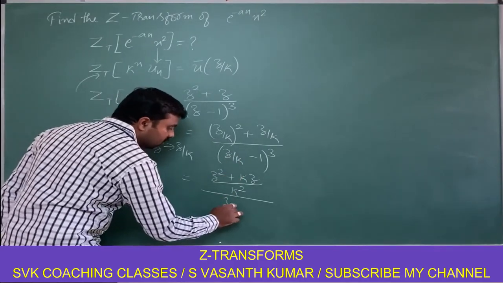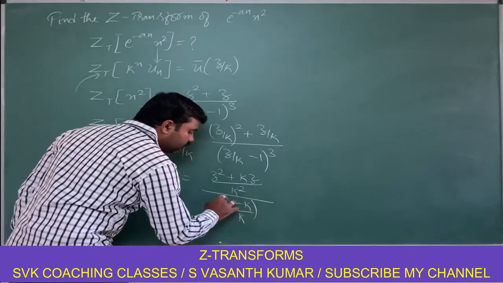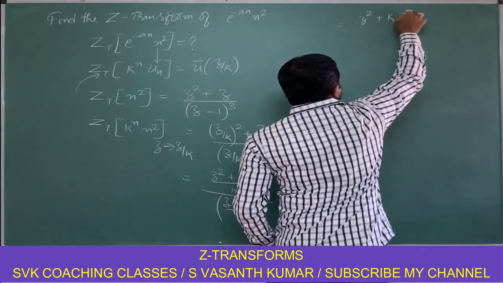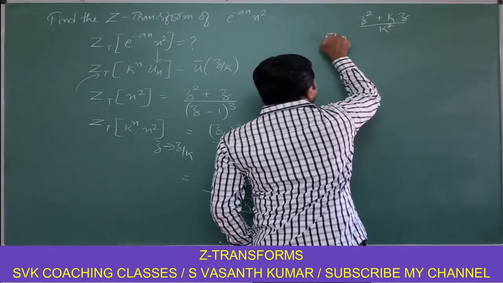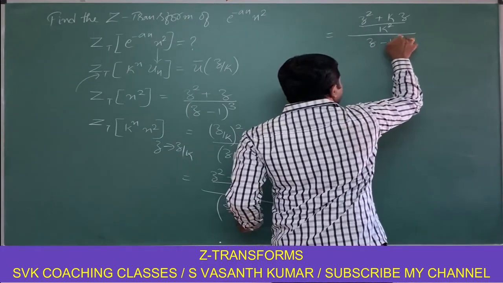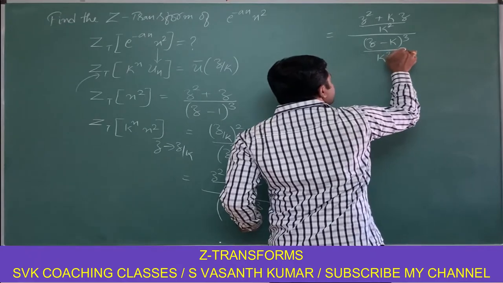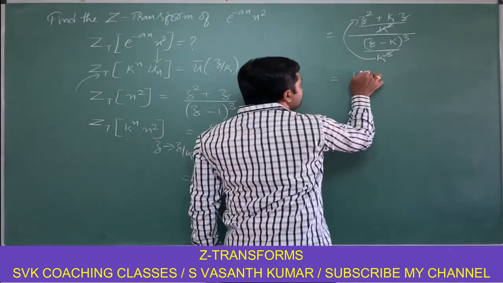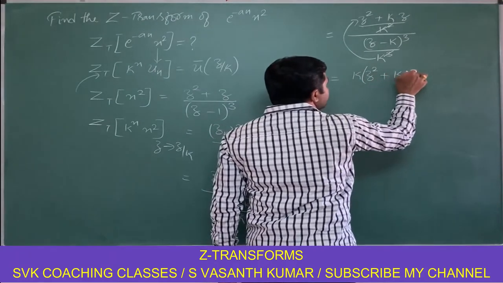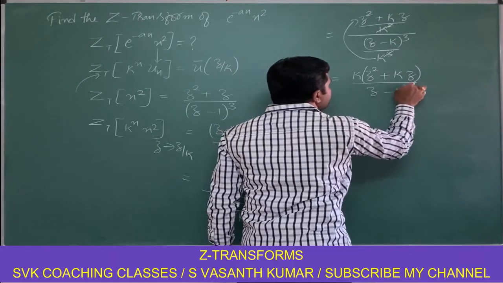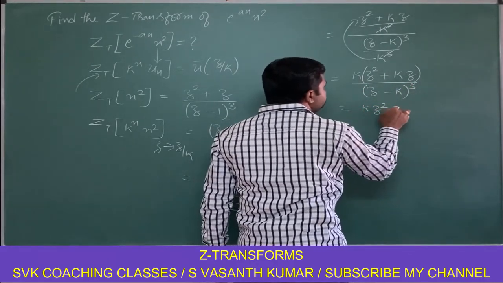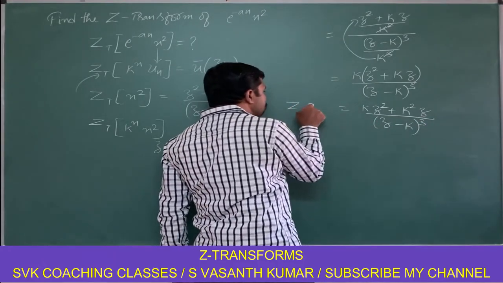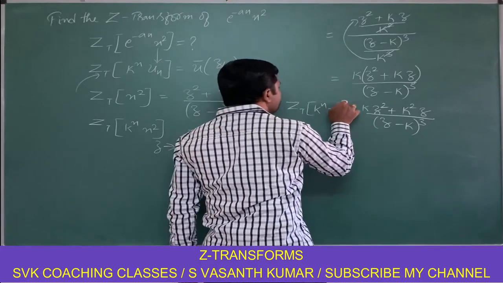Here also take out the LCM: z minus k whole divided by k the whole cube. Simplifying this, we get z square plus kz divided by k square, whole divided by z minus k whole cube, whole divided by k cube. So k cube and k square get cancelled, and one term of k is left out, which is multiplied to the numerator. It becomes k times z square plus kz, whole divided by z minus k the whole cube, which is nothing but kz square plus k square z, whole divided by z minus k the whole cube. So this is the Z transform of k power n into n square.